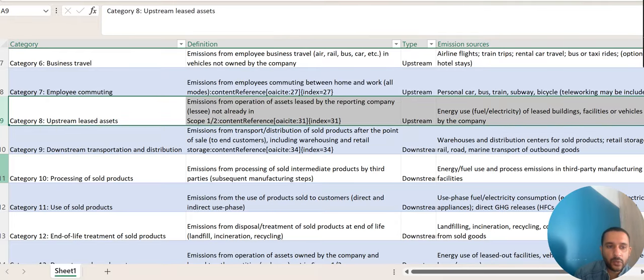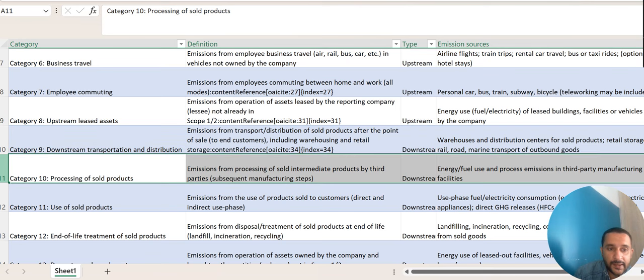Processing of sold products. What is the kind of processing of sold products? If your products are not the end products, say you're manufacturing a steel sheet or an iron sheet, it is not an end product. It will again be processed to make a car or something. So this category will be applicable there.